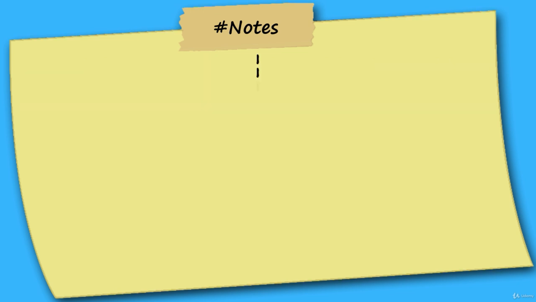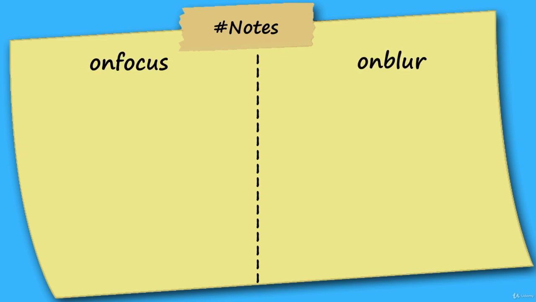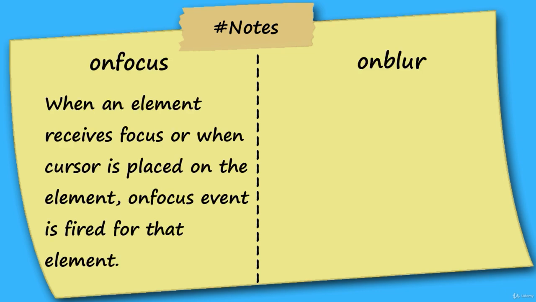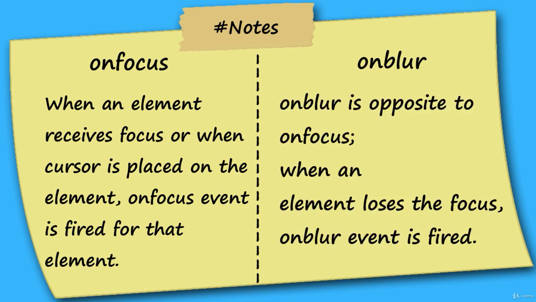The first two such events I am discussing are onFocus and onBlur events. When an element receives focus, or when the cursor is placed on the element, the onFocus event is fired for that particular element. OnBlur is the opposite of onFocus. That is, when an element loses the focus, the onBlur event is fired.